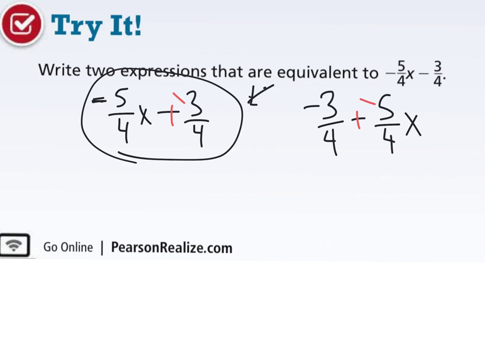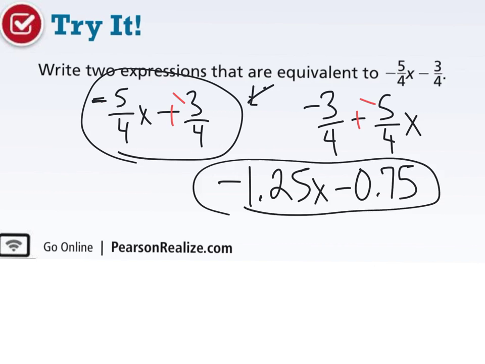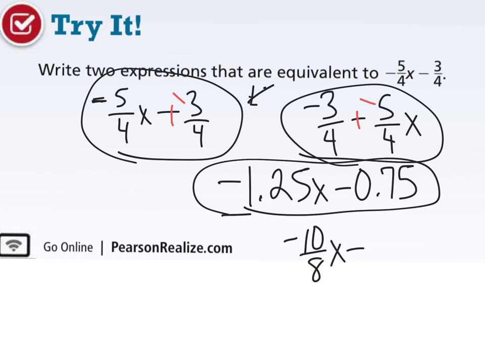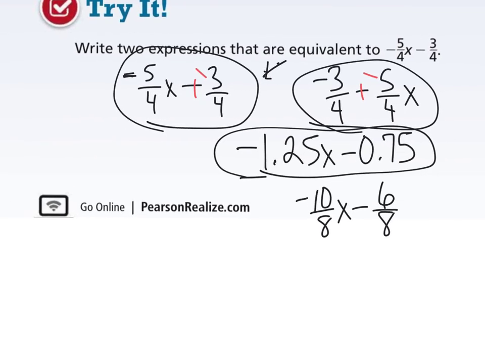We could change these to decimals, so negative 1.25 x minus 75 hundredths. That would be another example. We could have things where fractions are not reduced. So we could have like negative 10/8 x minus 6/8 would be one option there. Even if just one of the fractions is not reduced, technically that would be equivalent.